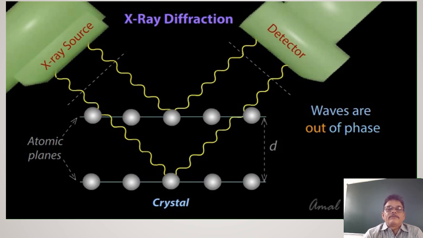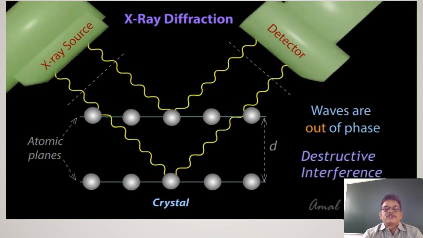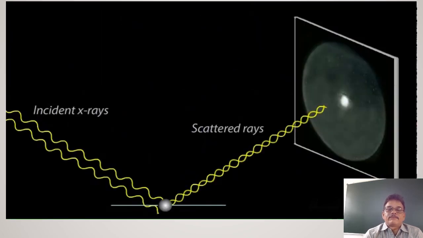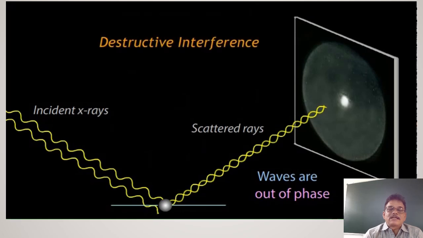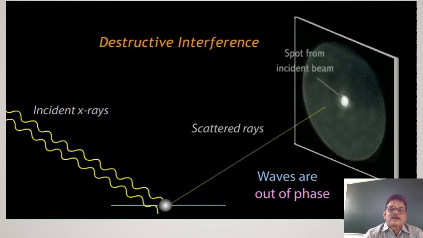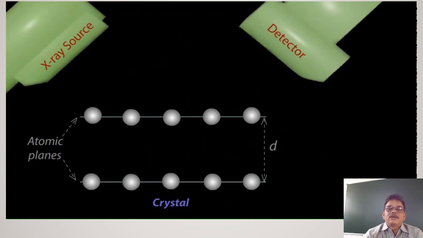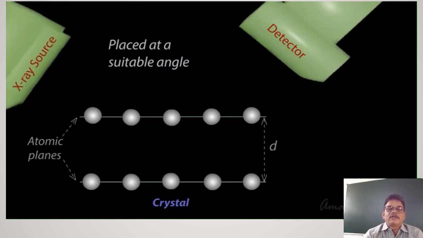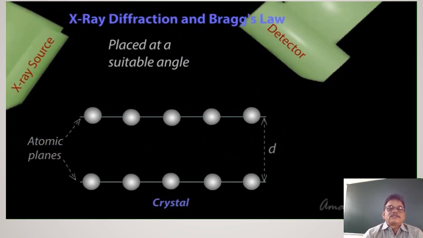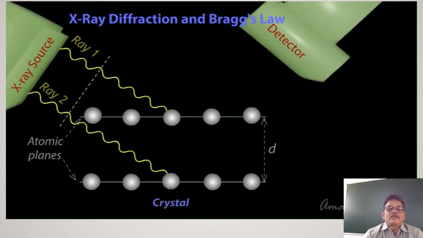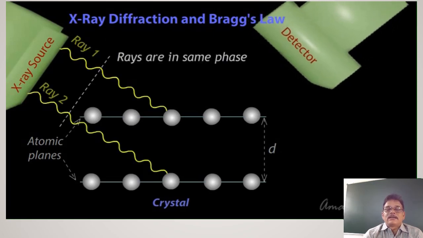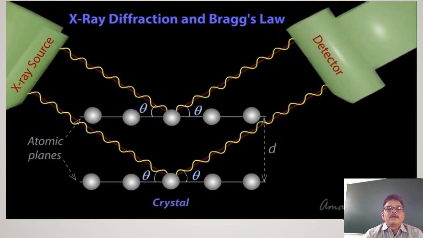Why are these out of phase? Because if we observe this line, here the crest meets the trough. As the scattered rays are out of phase, no bright spots will be observed. Next, we are changing the glancing angle of the X-rays, and we are detecting the diffracted rays.